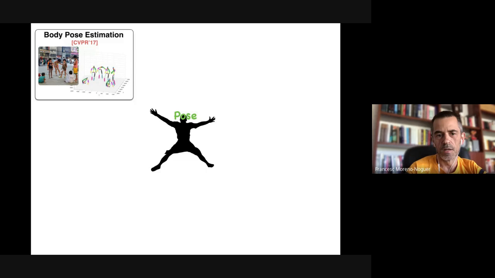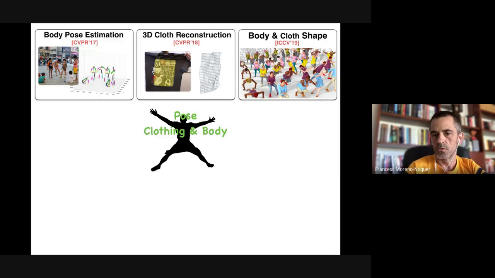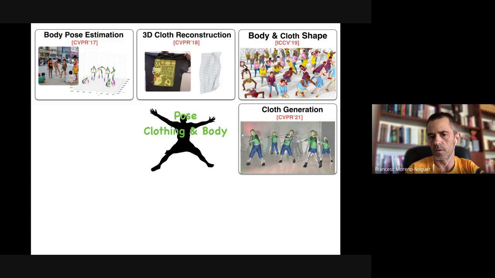We've been working also on reconstructing clothing and the shape of the body. In the first work, what we did was reconstructing the precise geometry of small patches of clothes or deformable objects in general. Then we extended this to the reconstruction of the whole body and also the clothes that the people were wearing. And more recently, we also presented a generative model. That is a model that is able to create new clothes, right? To learn the distribution of the geometry of the clothes, and from this learned distribution, we can generate new clothes and fit these clothes on images.